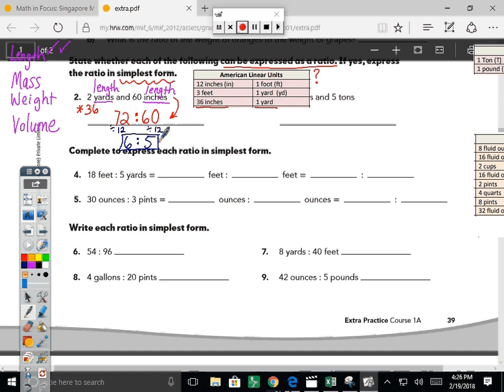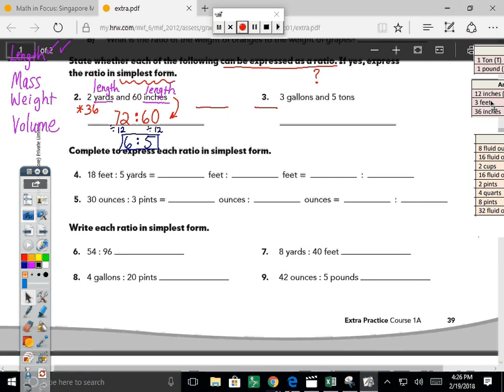All right, well that was possible because I had the same types of units. They were both measuring length. Let's see what we have with this next one. So I don't think I'm going to need this piece of my conversion chart any longer. Let's compare number 3. Here they give me gallons compared to tons.